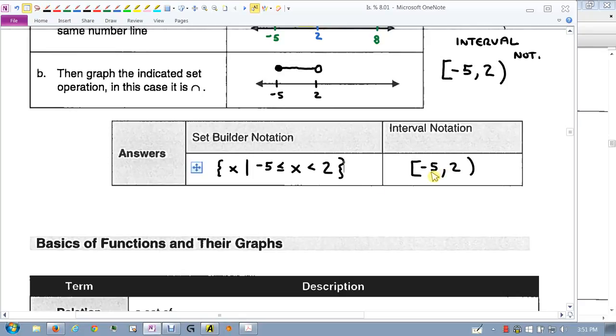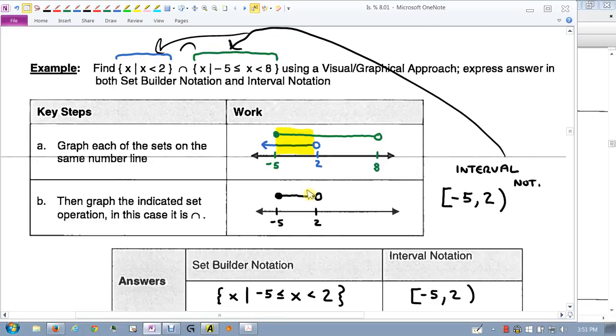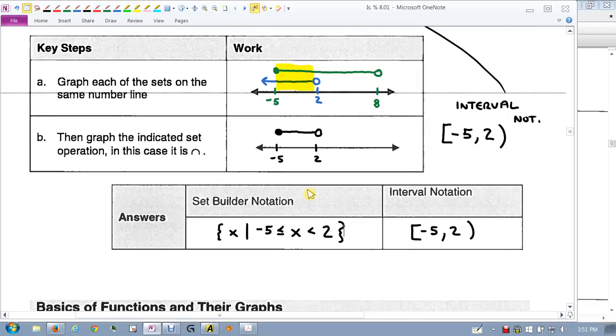Right? This means I've got to be between these two. So x has to be between -5 and 2. So bigger than -5, less than 2, and I can include -5. Questions?